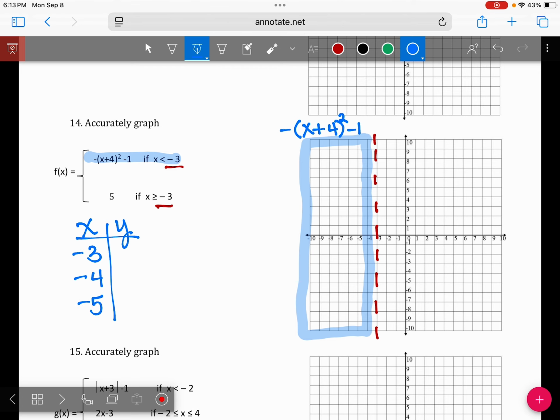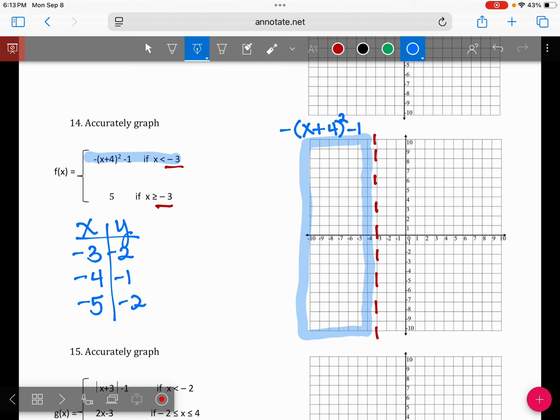All right, so take a moment using your order of operations. Substitute each one of these numbers into the function to find your y values. Now, I have already done that, so feel free to pause the video and then come back and check to see if you have the same values that I got. Okay, so this is what I got.